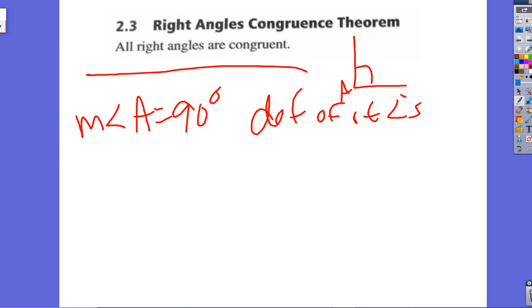But what I could say is that, hey, if the measure of angle A is 90, all right, then I can sit there and say that angle A is right.